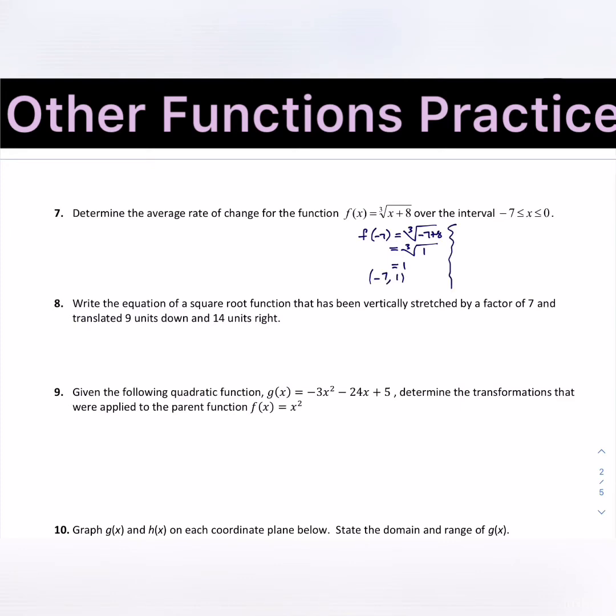Now what I want to find as well is f of 0. So let's plug in: f of 0 is the cube root of 0 plus 8. Cube root of 8 is 2. So I have 0, 2. Now, we know that the slope is not constant on these functions, so we find the average slope, average rate of change, and so we are going to use our slope formula, delta y over delta x. And so that's going to give me 2 minus 1 on the top and 0 plus 7 on the bottom, and that's going to give me a slope or an average rate of change of 1/7.